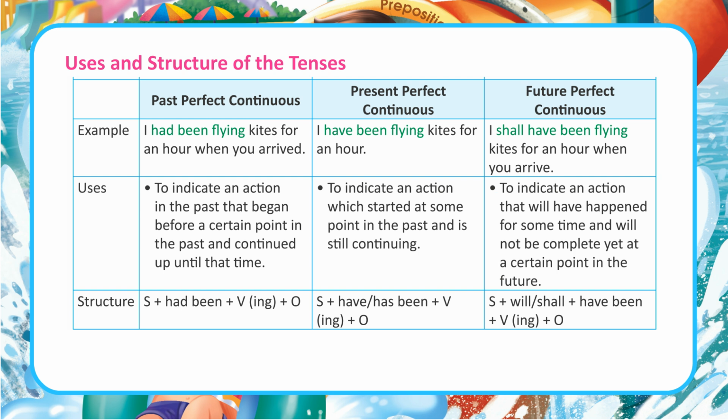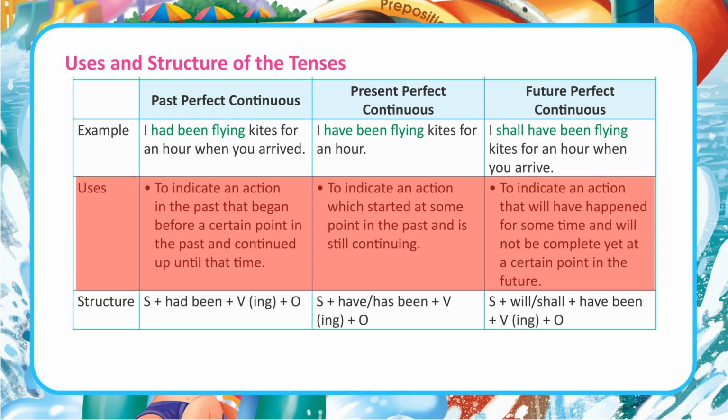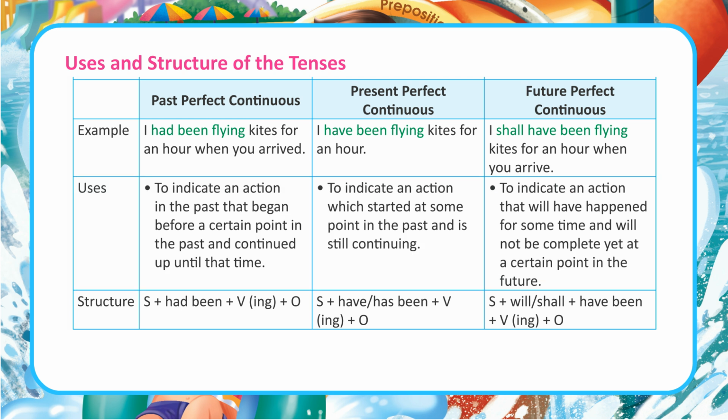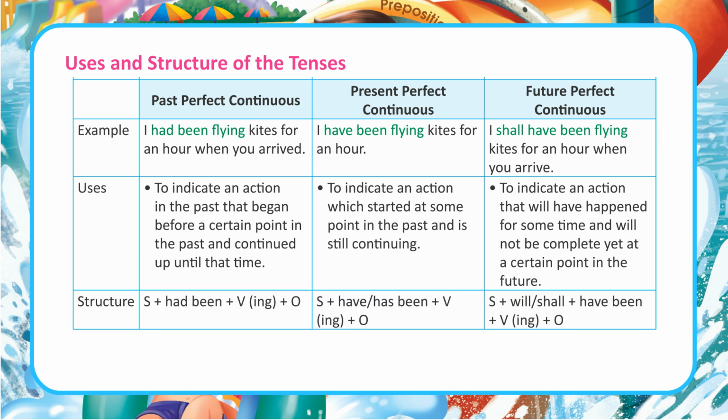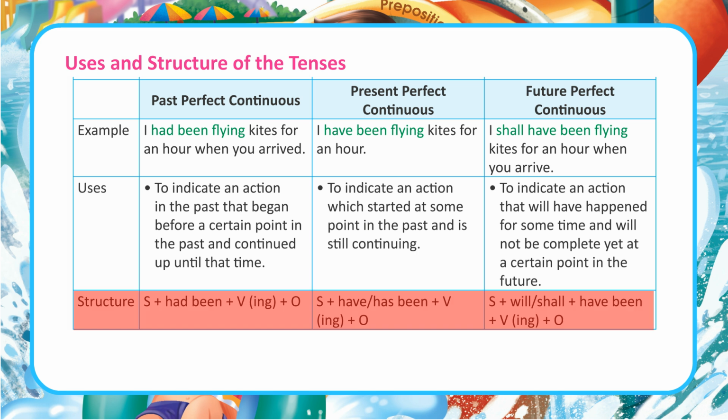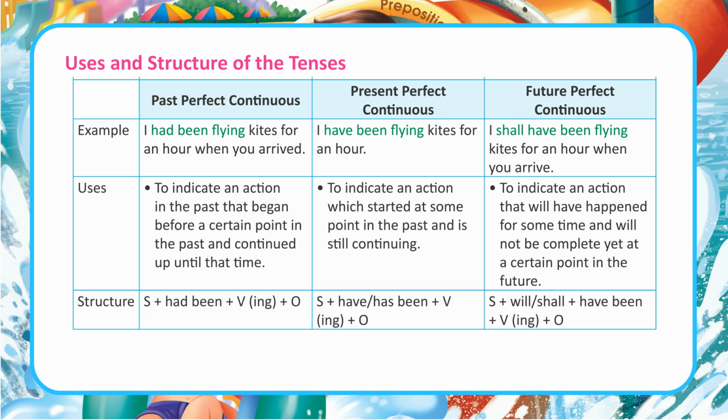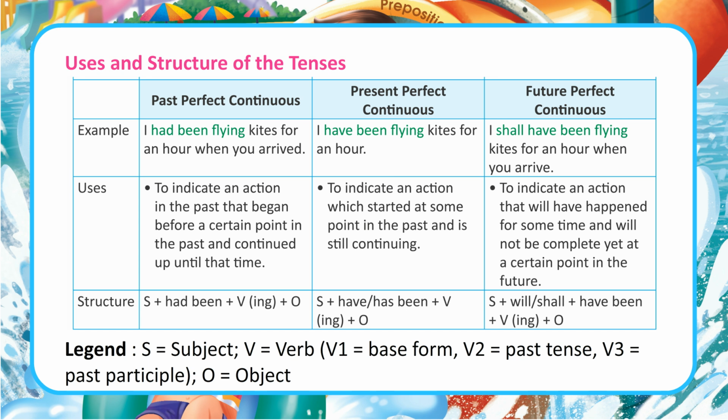To indicate an action that will have happened for some time and will not be complete yet at a certain point in the future. Structure: S plus had been plus V-ing plus O. S plus have/has been plus V-ing plus O. S plus will/shall plus have been plus V-ing plus O. Legend: S equals subject, V equals verb, V1 equals base form, V2 equals past tense, V3 equals past participle, O equals object.